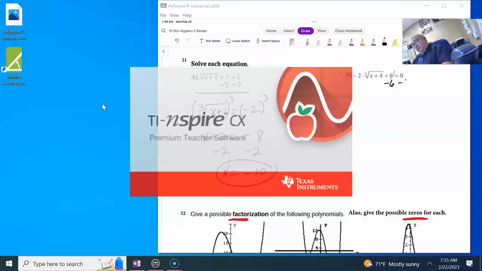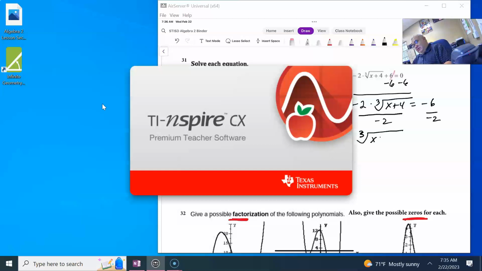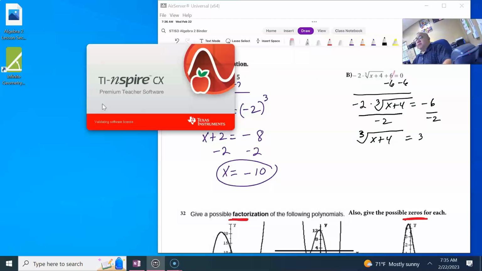So we want to subtract 6 first. We have negative 2 times the cube root of x plus 4 equals negative 6. The next step would be to divide by negative 2. So we have the cube root of x plus 4 equals negative 6 divided by negative 2, which is 3. And then you want to raise each side to the third power. So you have x plus 4 equals 3 times 3 is 9, 9 times 3 is 27. So x is equal to 23.